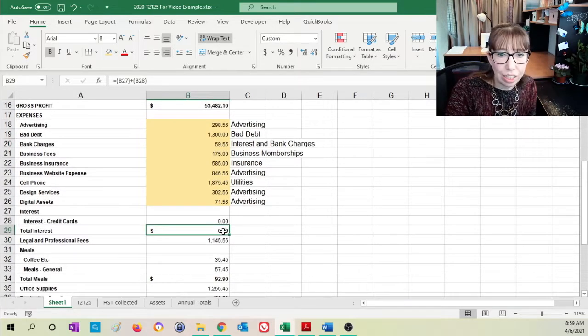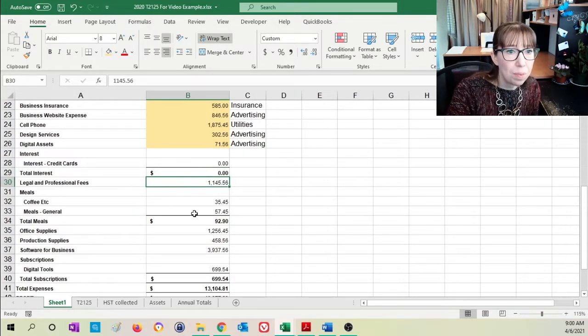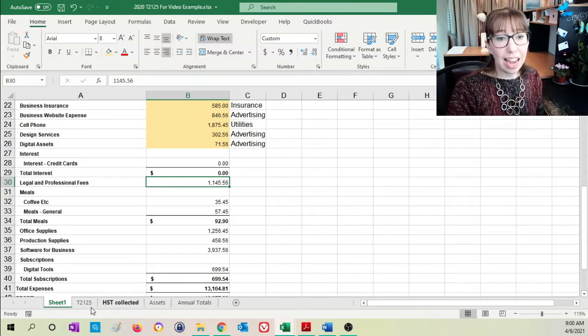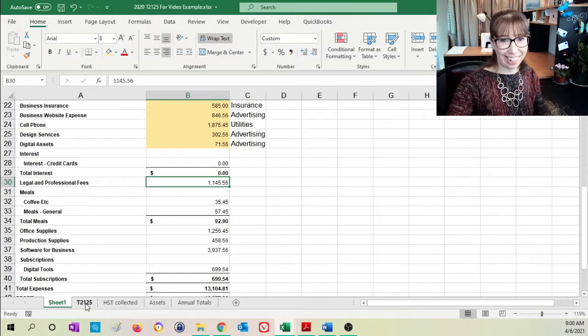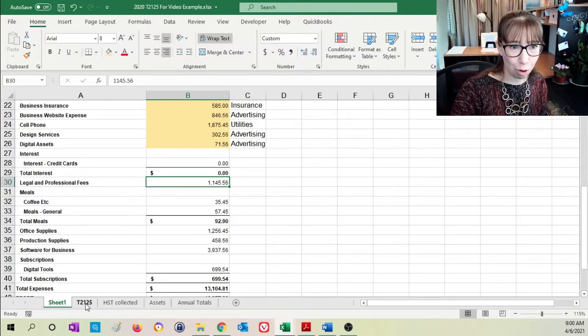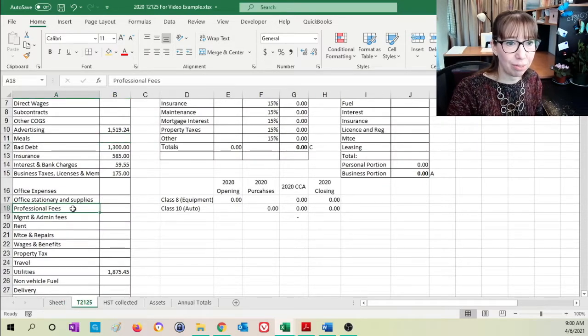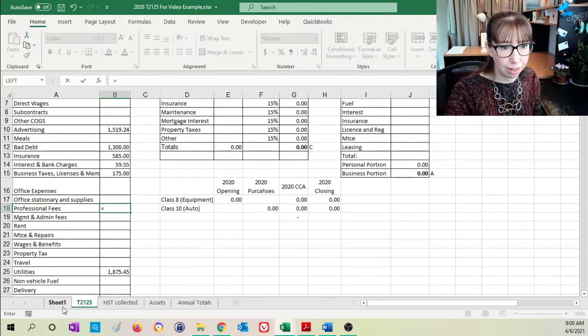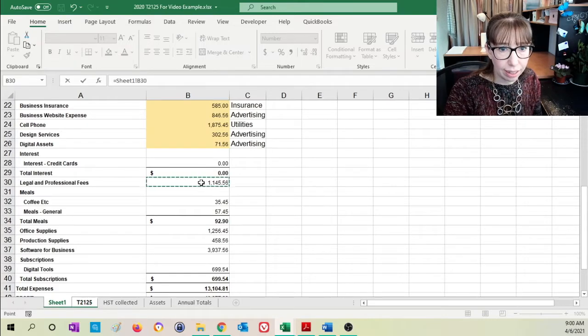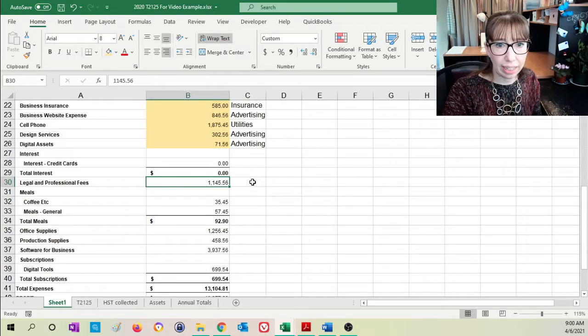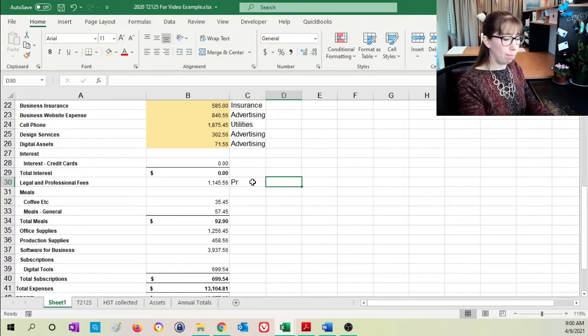Now, I didn't have any interest on my credit cards this year. Legal and professional fees, I actually have written a book, and so I had an editor read that over for me. So I put his costs under there, and we have professional fees equals right there. Boom. And I can go back. I'm going to say, whoop, I haven't written yet.